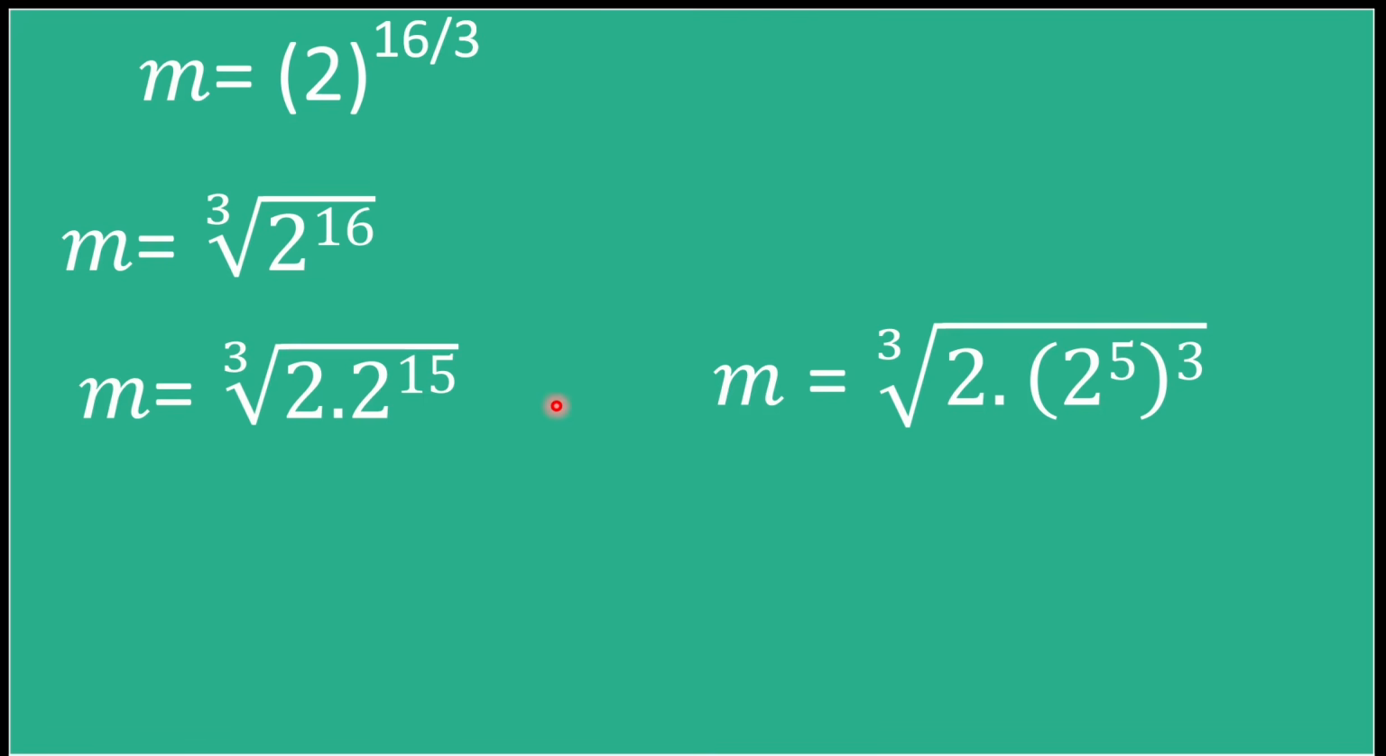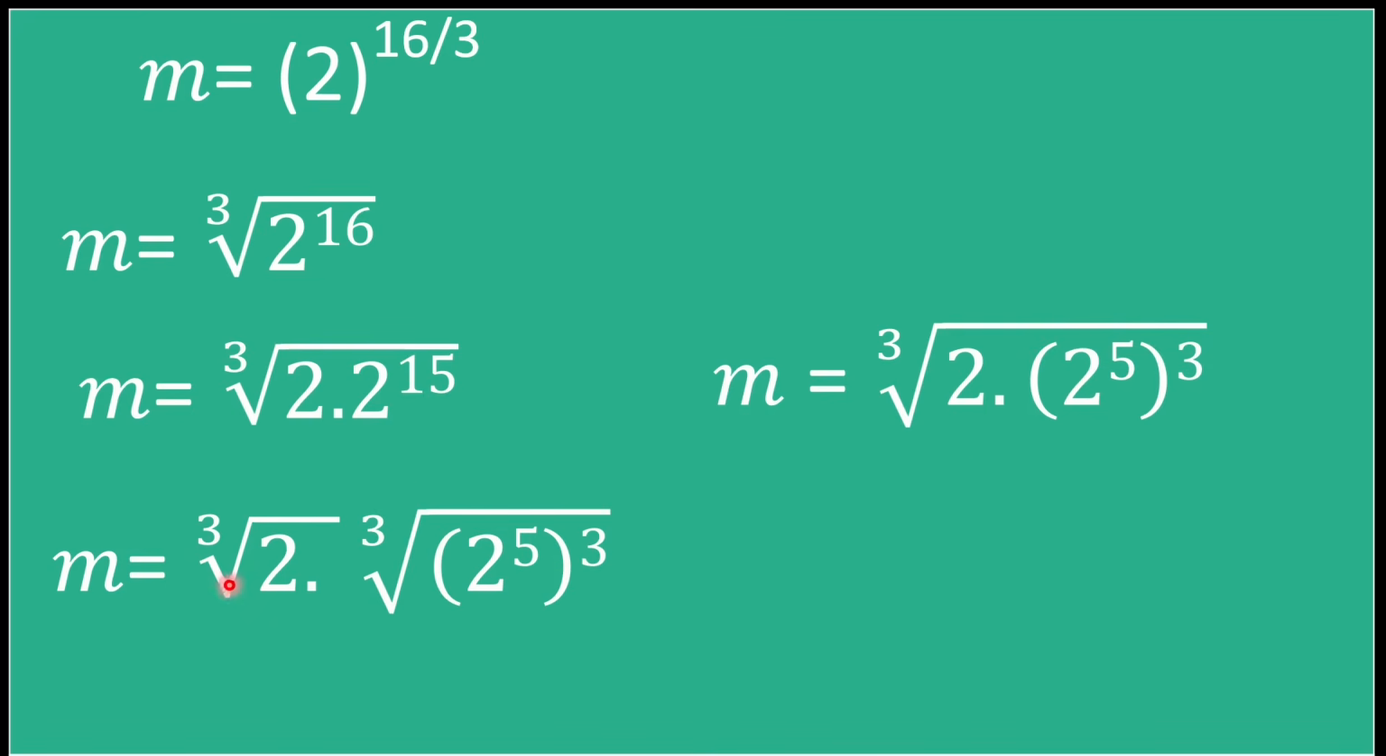Now here this cube will cancel this cube root. So this 2 power 5 will come out of the root, and like this we can write this. First of all, we can write these values separately. That is cube root of 2 and then cube root of 2 power 5 all power 3.